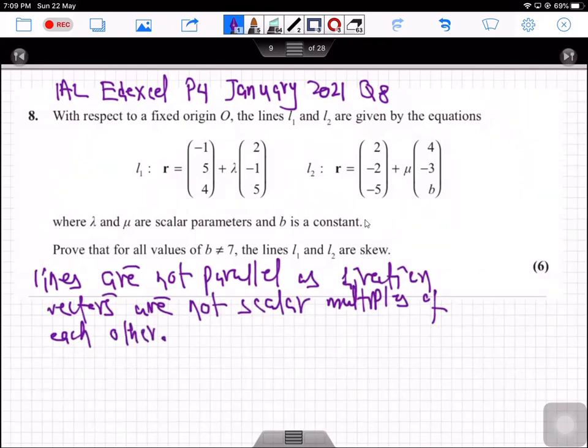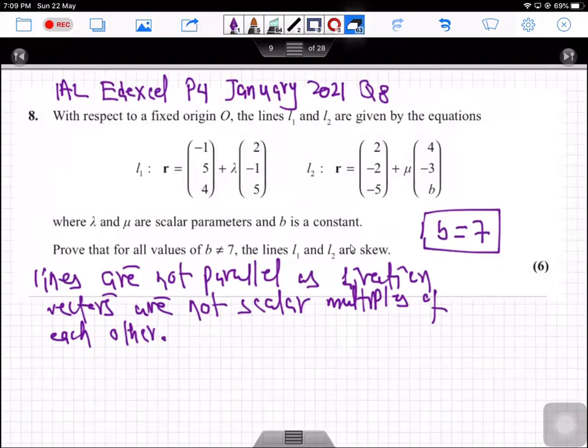Then what you can do over here is that for the value b equal to 7, you can prove that the lines are intersecting. So this definitely implies the fact that for the values of b which are not equal to 7, the lines are skew. Okay, as simple as that.